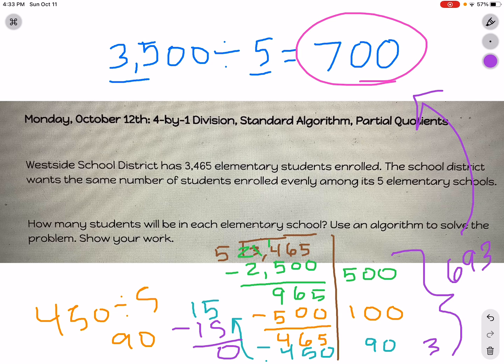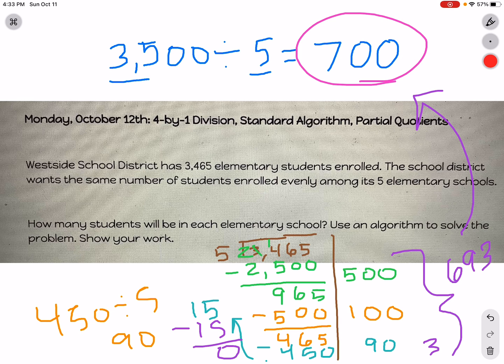But there's one more thing we can do here to make sure we're correct. Pause the video, talk to your elbow partner. What's the last thing we can do to make sure we have done this problem correctly? If you said we can multiply, because multiplication is the inverse of division or the opposite of division, then you are correct. Let's multiply real quick.